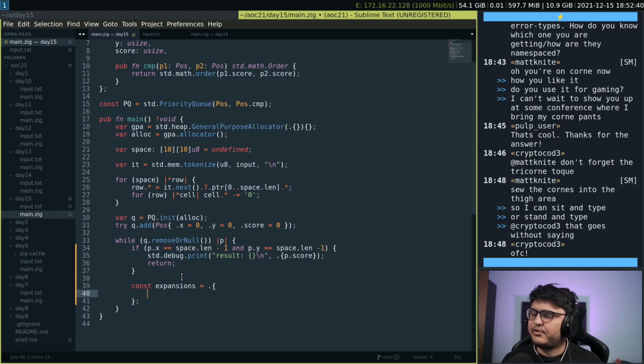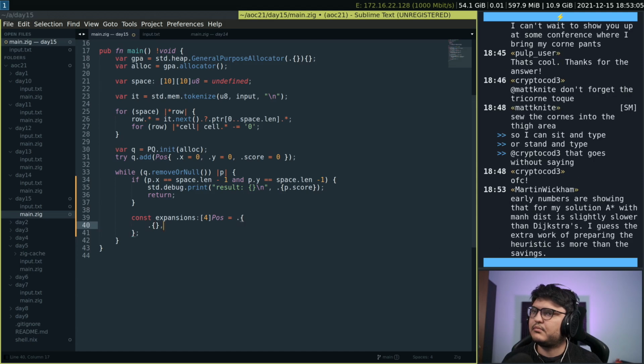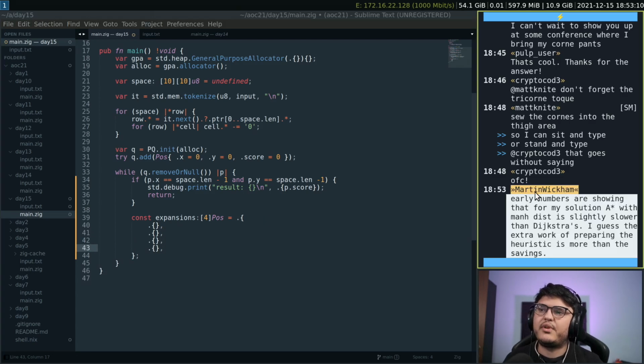Okay, so my expansion is basically going to be an array of 4 positions. Early numbers are showing that for my solution, starting with Manhattan distance is slightly slower than the extra, even that. I guess the extra work of preparing the heuristic is more than the savings.